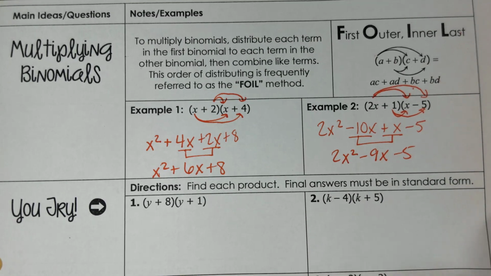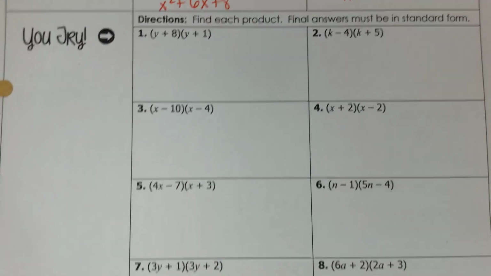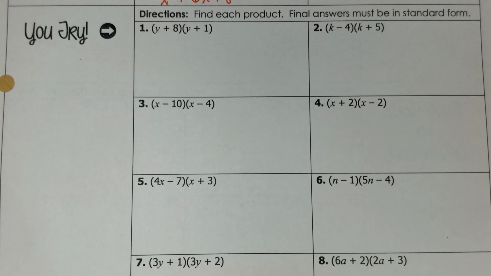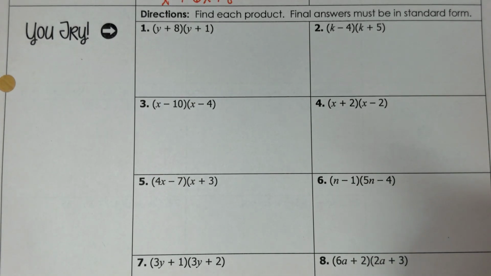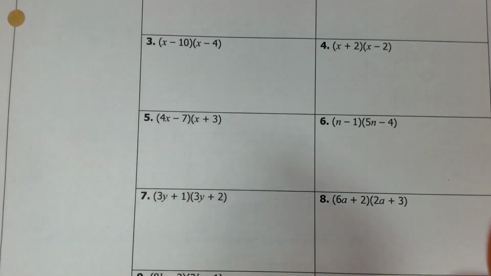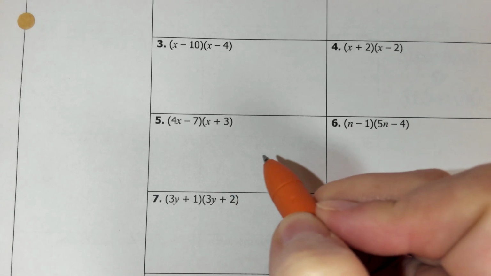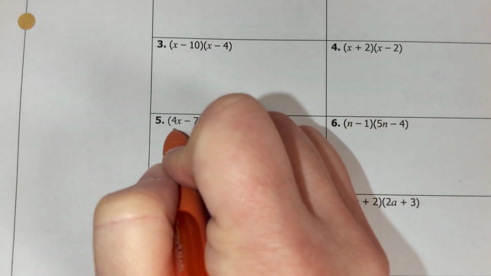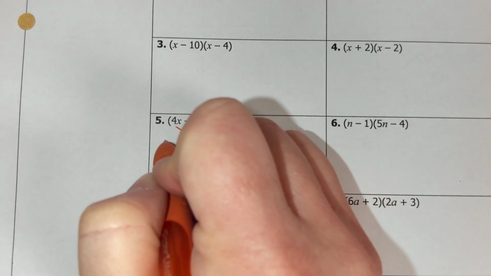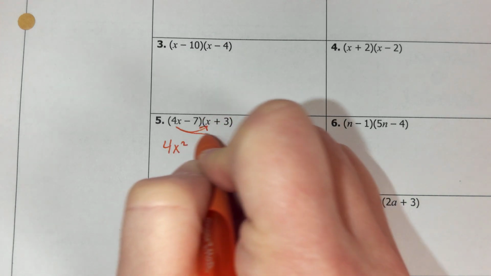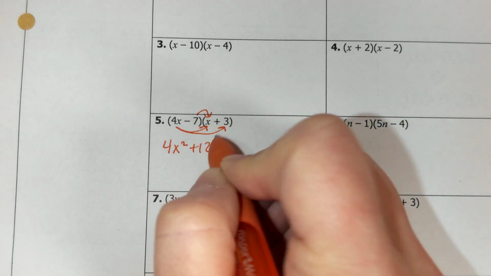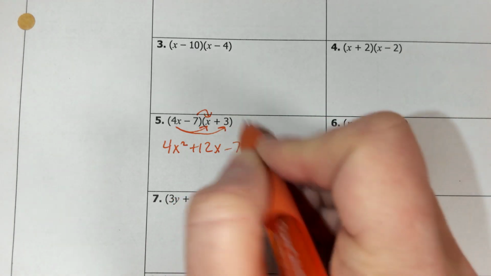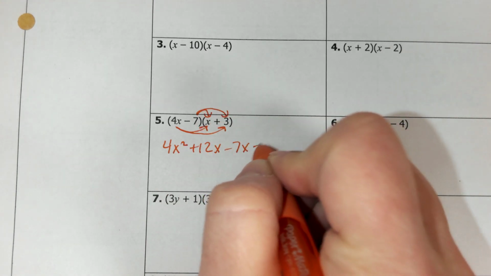Alright, so a couple of examples that we can work through here. Let's work through, let's say number 5. Let's start there. So number 5 is another example similar to that second example above. We're going to start with our first terms. 4x times x is 4x squared. Outer terms, 4x times 3 is 12x. Inner terms is negative 7 times x. And last terms, negative 7 times 3.